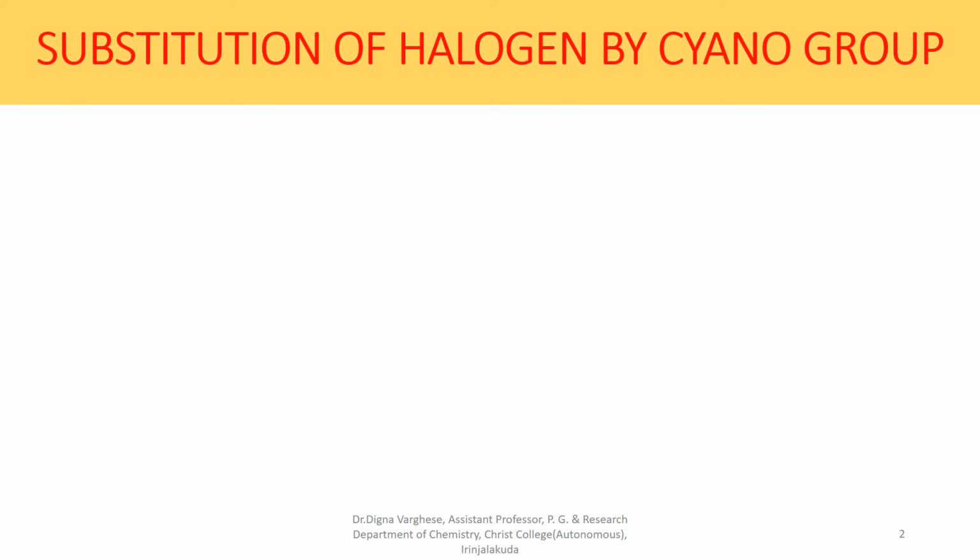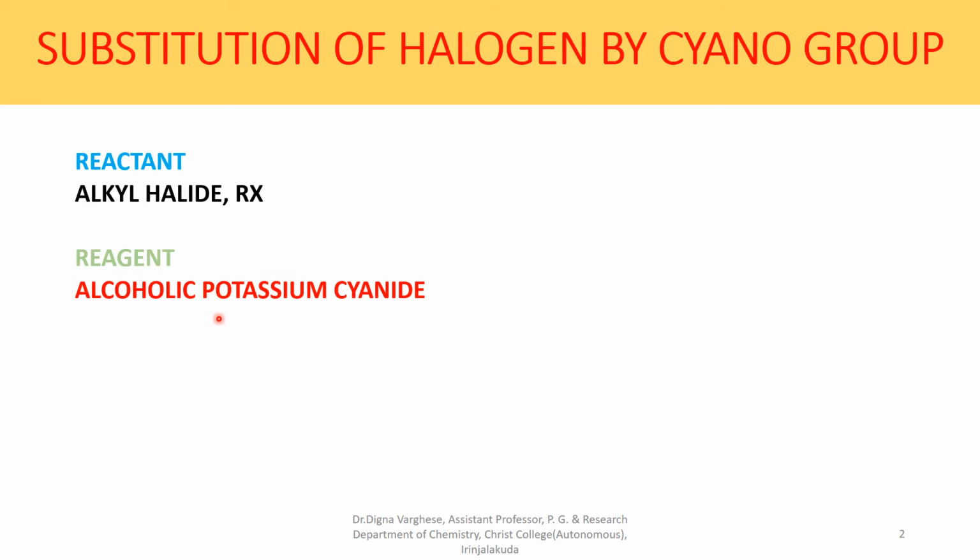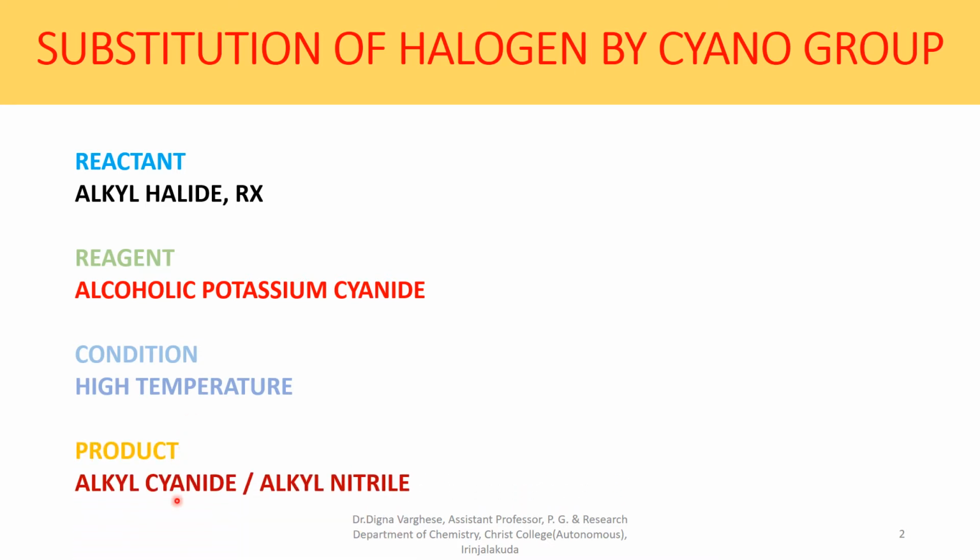Substitution of halogen by cyano group. Here, the action of alcoholic potassium cyanide on alkyl halide gives alkyl cyanide, the formation of alkyl cyanides or alkane nitriles. Here you can see the reactant is alkyl halide and the reagent is alcoholic potassium cyanide. The reaction condition is high temperature and the product formed is alkyl cyanide or alkyl nitrile.